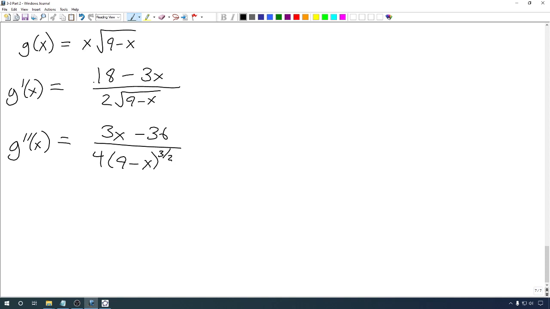So first things first, if we're trying to find any extrema points, all we need to do is first, where is this first derivative equal to 0, and where does it not exist? Well, if the first derivative equals 0, since we have a fraction here, that means the numerator has to equal 0. It means that 18 minus 3x has to equal 0. Of course, that means 3x has to equal 18, or that x equals 6.